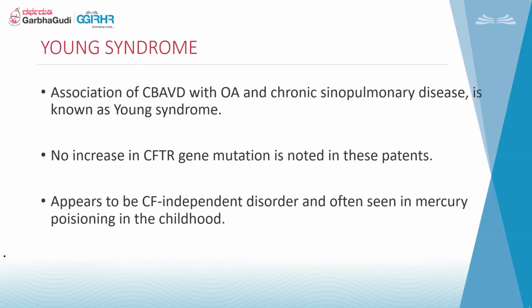Coming to Young syndrome, when congenital bilateral absence of vas deferens is associated with obstructive azoospermia and chronic sinopulmonary disease, it is known as Young syndrome. There is no increase in CFTR gene mutation in these patients, and it appears to be a cystic fibrosis independent disorder, often seen with mercury poisoning in childhood.